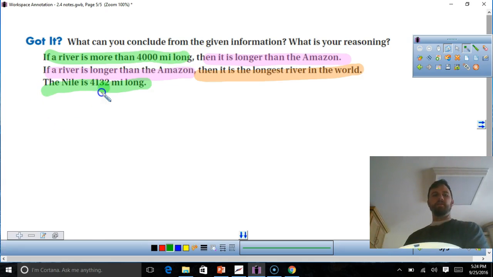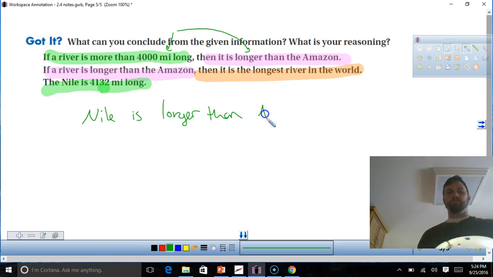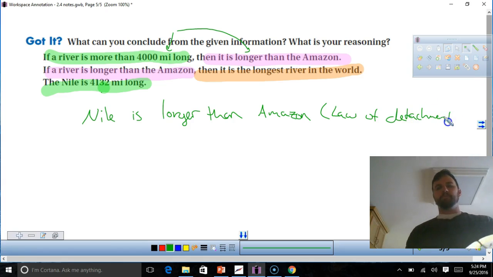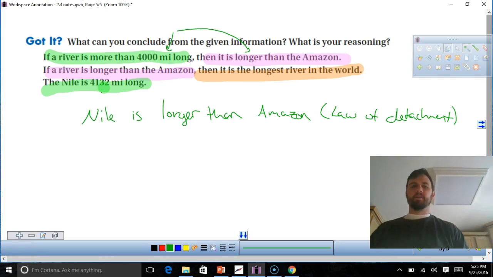If the Nile is over 4,000 miles long, that's longer than the Amazon. That's due to the law of detachment. Alright? And we have one more conclusion we can make.